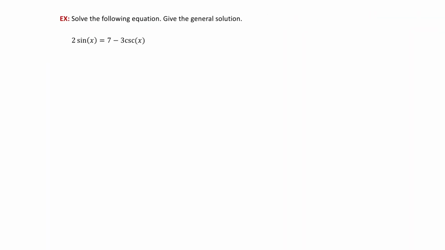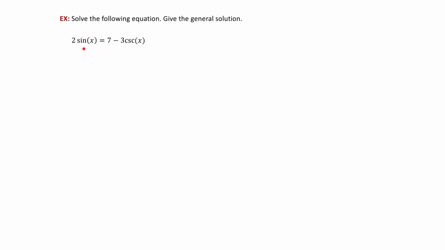This second example is asking us to solve the following equation and then to give that general solution. So in the previous problem, we had a restricted domain and we found only two solutions within that restricted domain. Here, they're not giving us a restricted domain. They're asking us for all the solutions possible, the general solution. But before we get there, let's look at the equation.